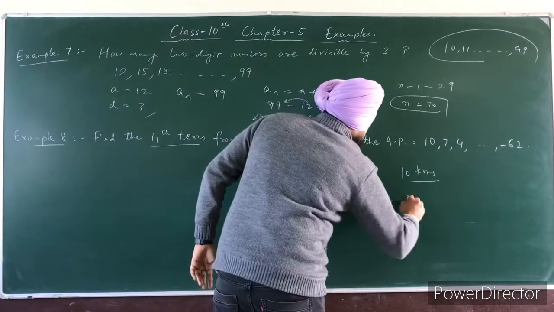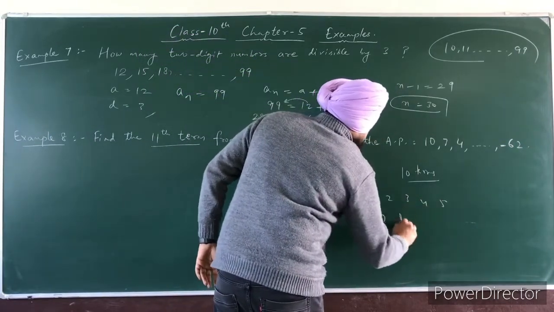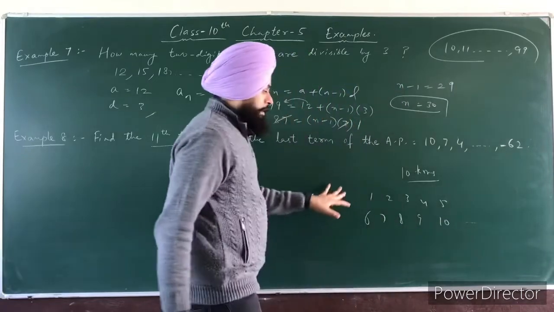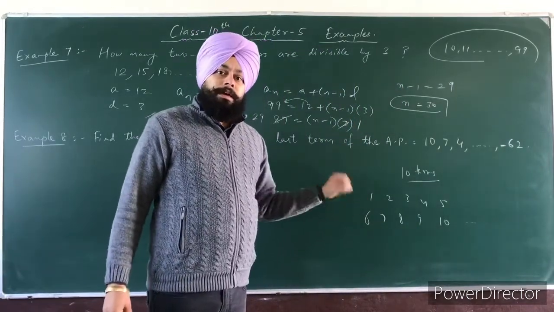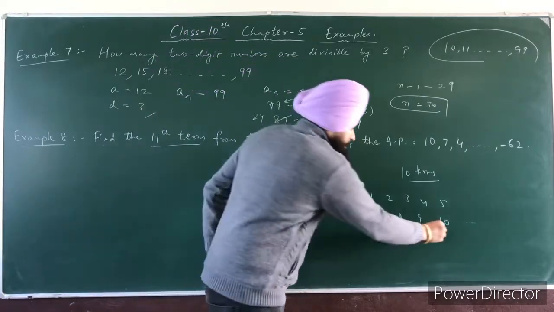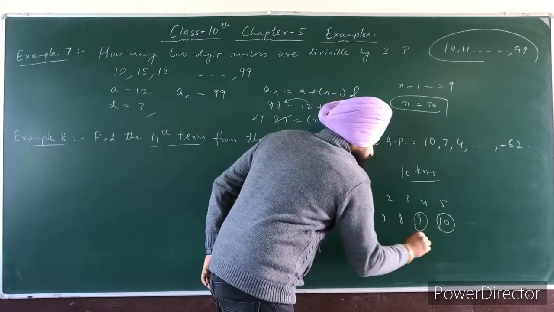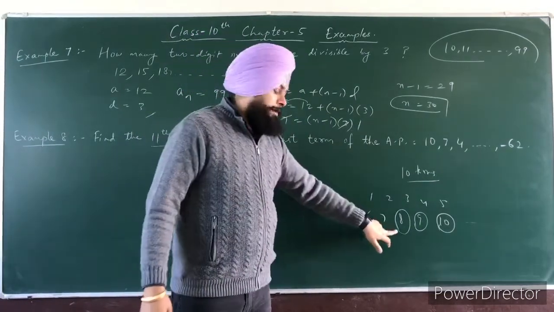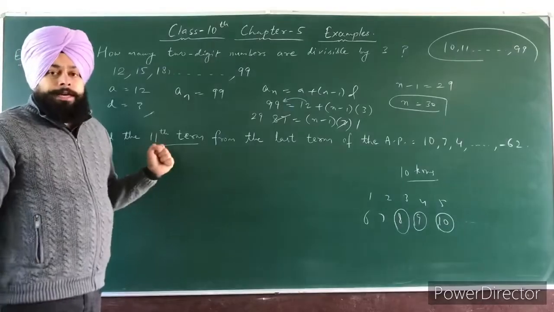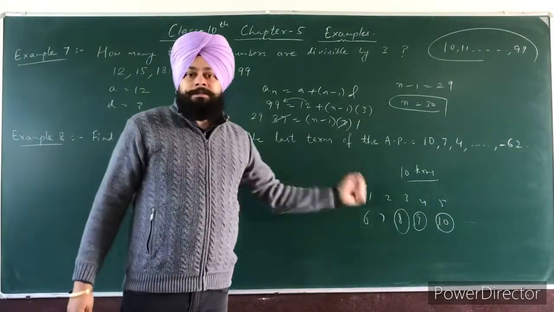So see here: 1 2 3 4 5 6 7 8 9 10. If there are total 10 terms, then we will find here the third term from the last term. So this is the first one, this is the second one, this is the third one. It means the third term from the last term is the 8th term. We will find how many terms are there in this AP series.